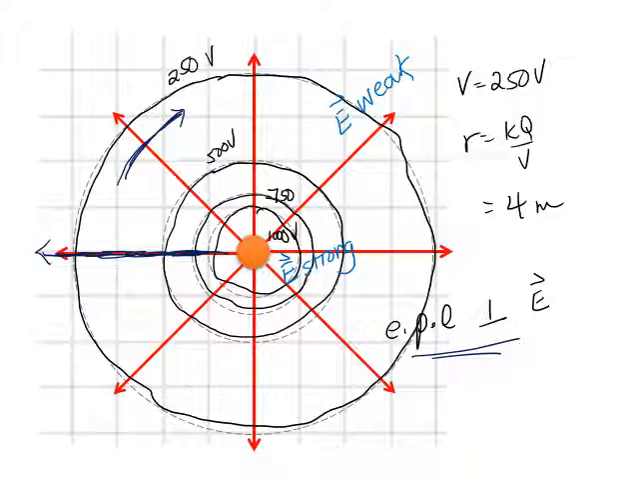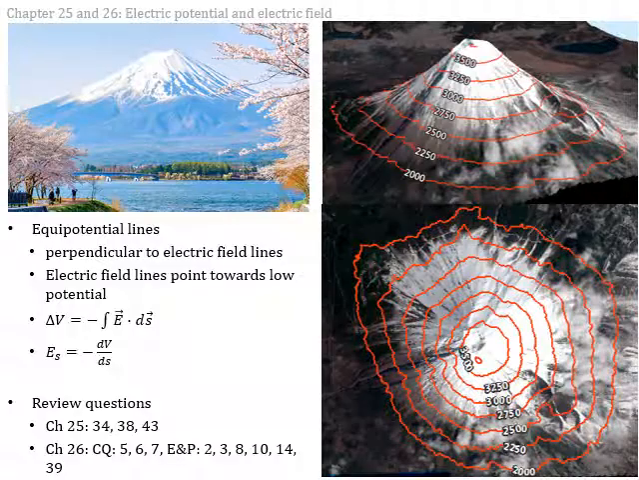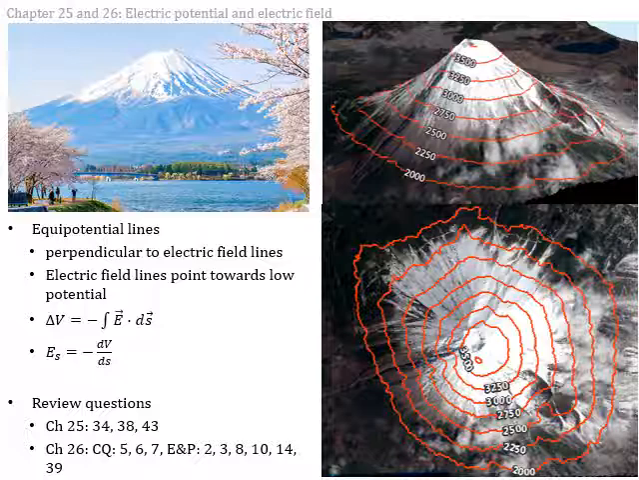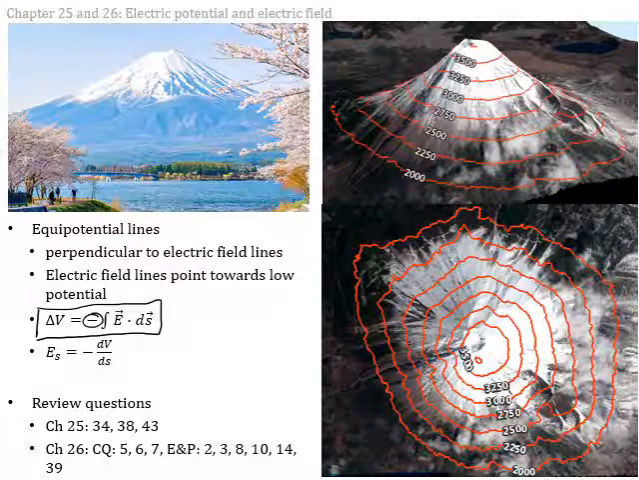Okay, let's move on to a summary in words. So I've got some nice typed up notes here. The equipotential lines are perpendicular to the electric field lines. The electric field lines always point towards low potential, and we saw that on our picture. And this comes from our definition of potential. Change in potential is minus the integral of E dot ds. So that delta V being negative tells us that our electric field lines point towards lower potential.